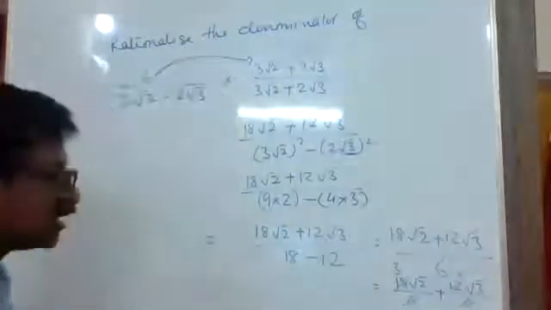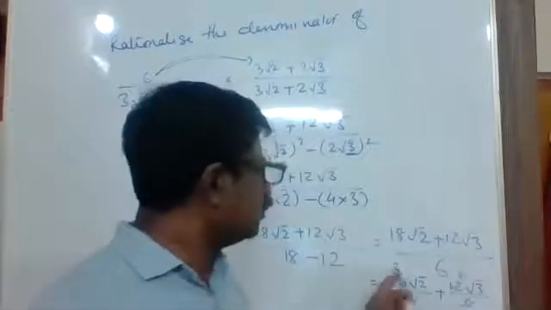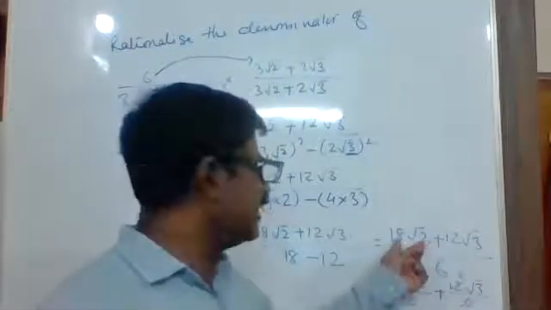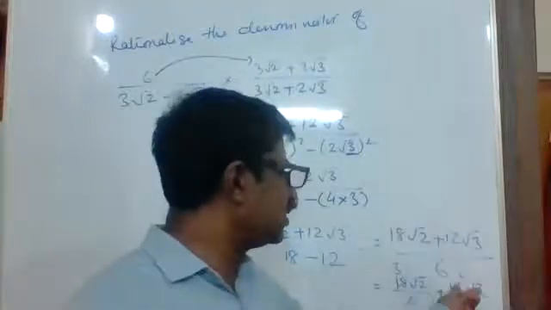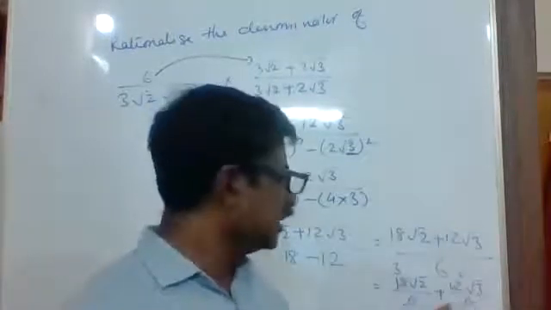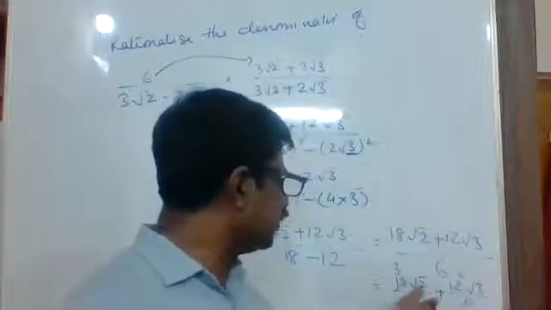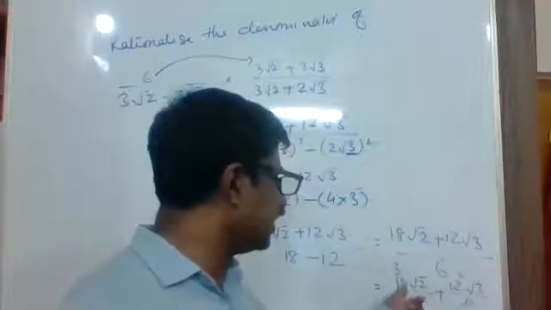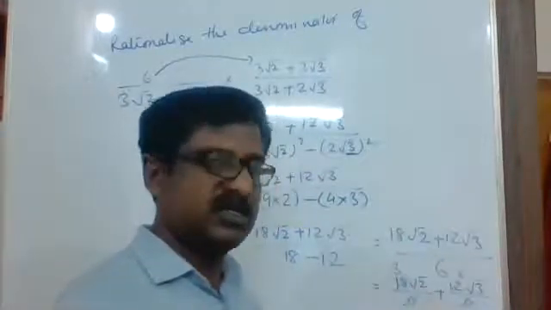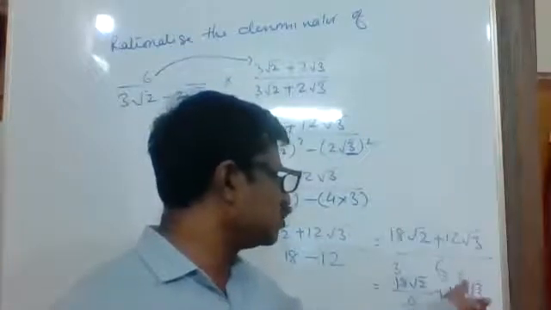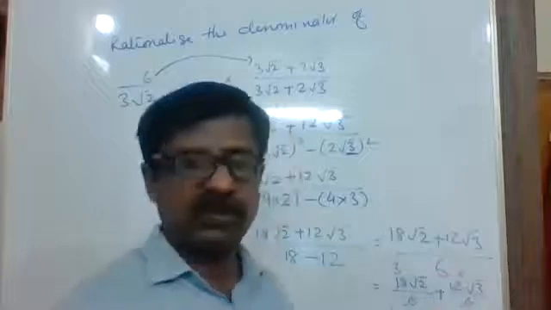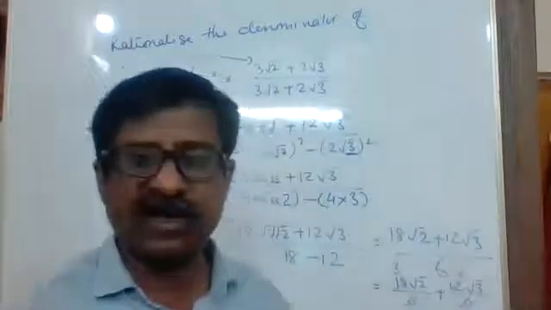Okay. Now for that, what do you do? You write it individually. 18 root 2 divided by 6 plus 12 root 3 divided by 6. When you cancel this 18 root 2 by 6, 6 3s are 18, so 3 root 2 we got here. And when you are cancelling this 12 root 3 by 6, 6 2s are 12, so 2 root 3 we got. Therefore, this is our final answer.